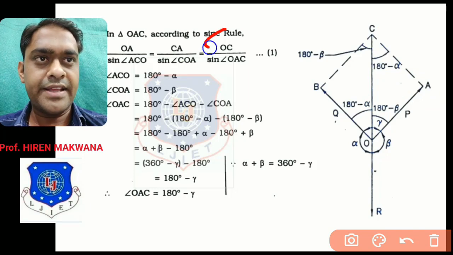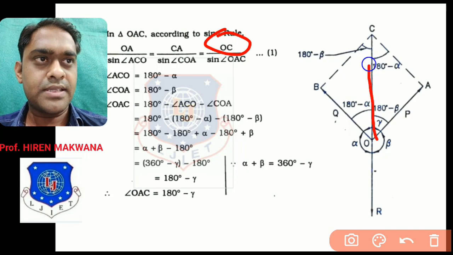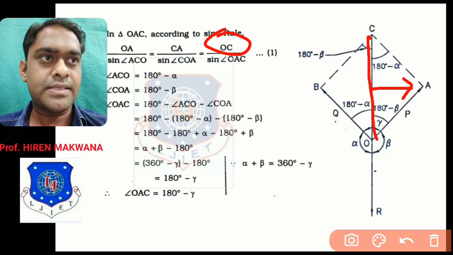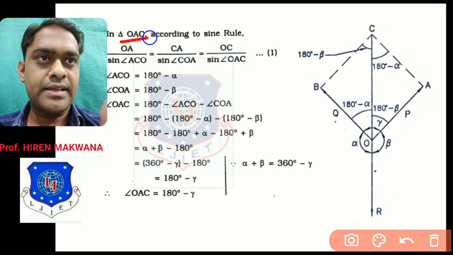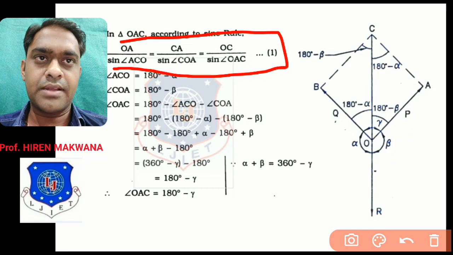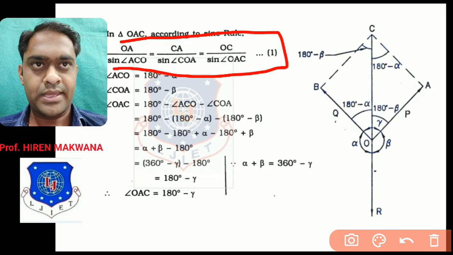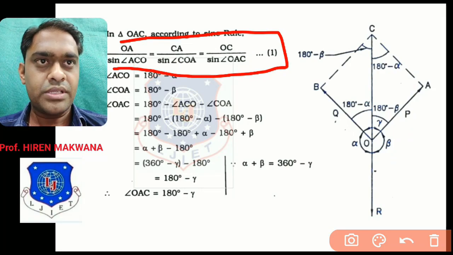Last side, third side is OC. Where is OC? This is OC. So opposite angle will be this. What is the name of this angle? Sine of angle OAC. So basically this is the statement of Lami's theorem, or say sine rule. OA upon sine ACO, CA upon sine COA, OC upon sine OAC.